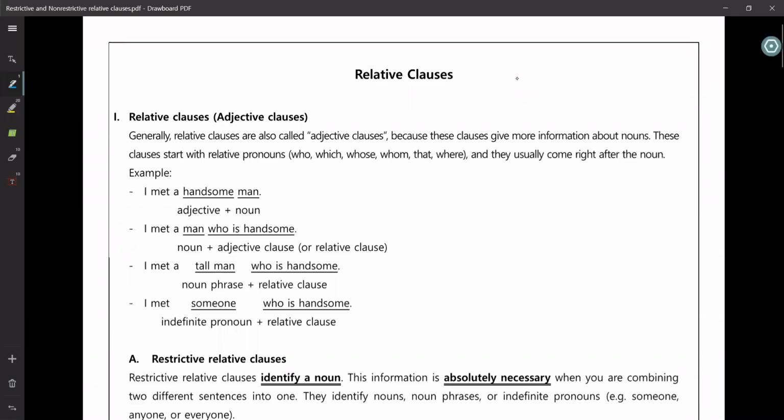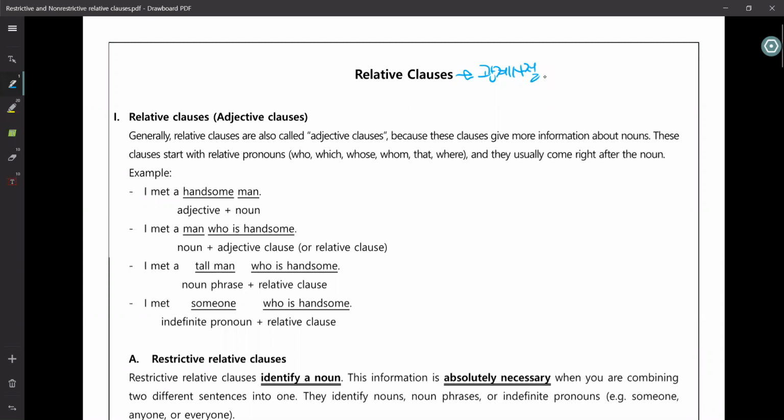Hello guys, today we're going to talk about relative clauses. Relative clauses are 관계사절 in Korean, and I want to call them adjective clauses in general, because they usually modify a noun. As far as we know, we usually modify a noun with an adjective, right? So in other words, it's an adjective clause.